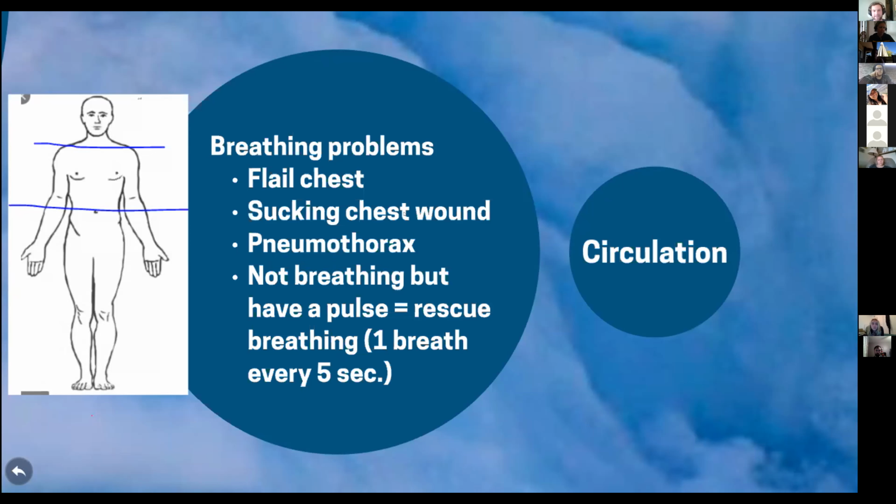And then the sucking chest wound is commonly associated with puncture wounds, whether it's a shooting or a stabbing. If there's an opening in the chest cavity, there's going to be air trying to come in, because when we breathe, we have this closed chest cavity. So air comes in, inflates the lungs.